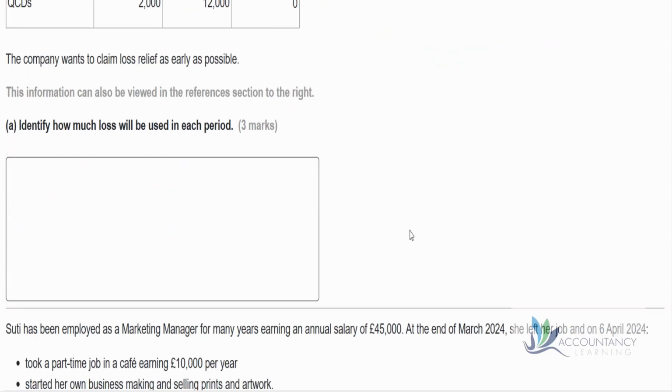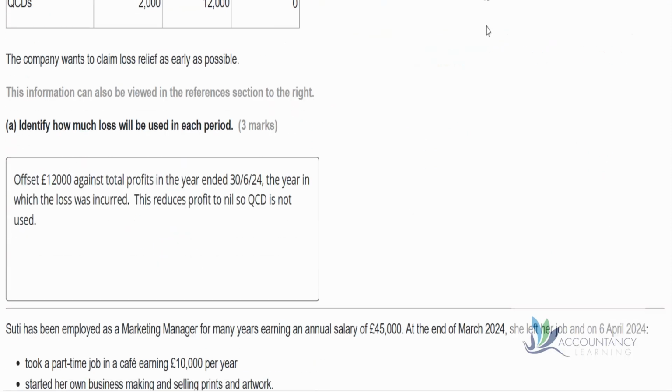So for our answer then, we start off by offsetting £12,000 against total profits in the year to 30th of June 24, the year in which the loss was incurred, and this reduces profits to nil, so the QCD relief is not used. Then we offset 467,000 against the total profits in the year ended 30th of June 23, the prior year, and this reduces profit to nil again, so QCD is not used.